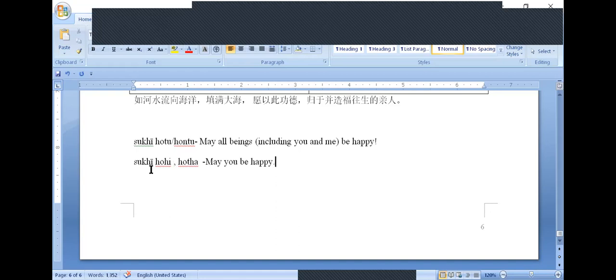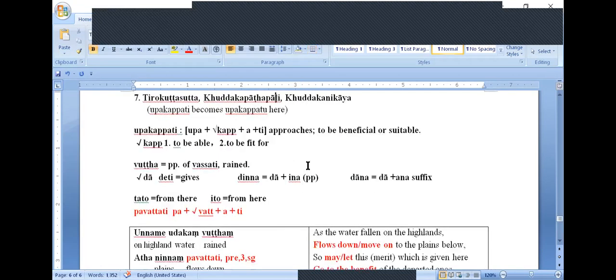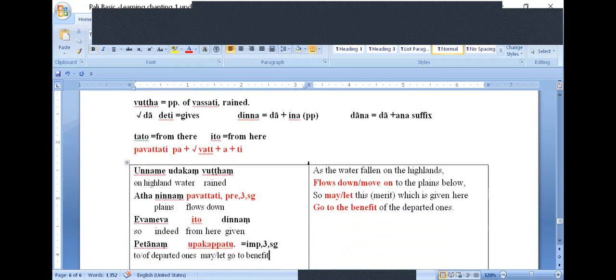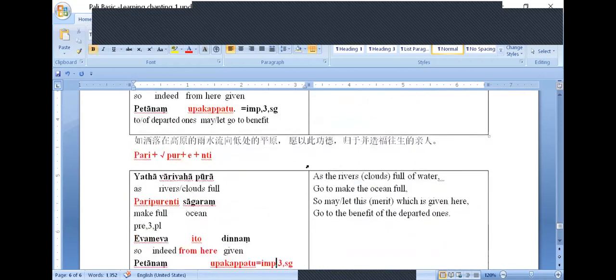So we have another one, aroga, arogo. Anyway, it's just a grammar point, but since everybody likes sukhi hotu or sukhi hontu, it's okay. May all beings, everybody, be very happy. So this is just to show you some of the grammar points we see, especially in this sharing of merits: most likely we use tu or hontu here.